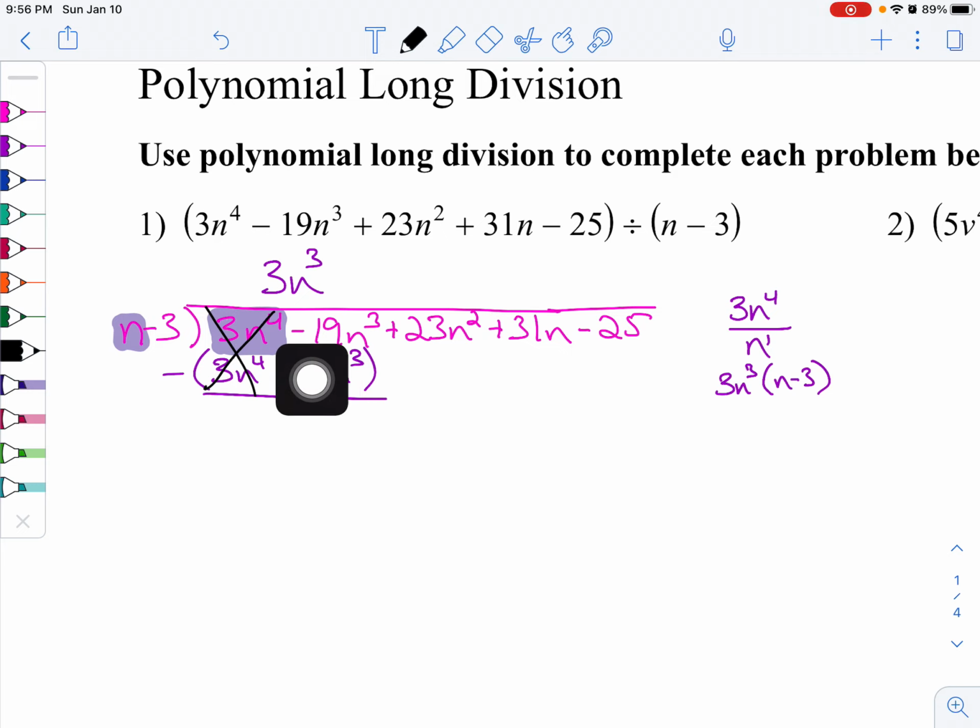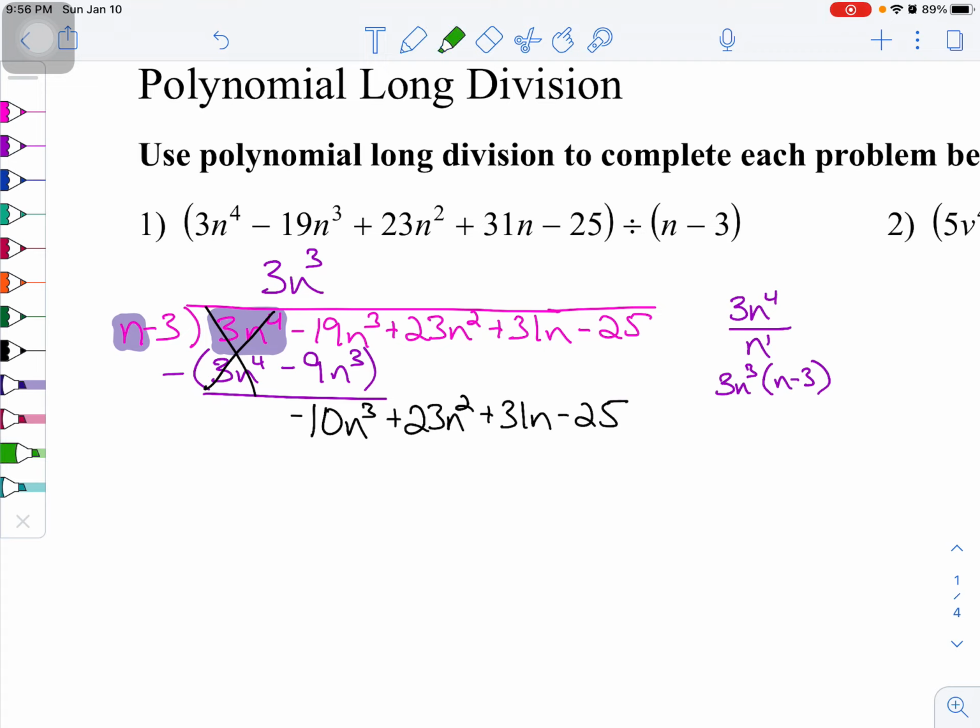Now, remember what I said, it's subtraction here. So negative 19 minus negative 9, that's really negative 19 plus 9. So it's going to turn into negative 10n cubed. I'm going to go ahead and bring down the other terms here. Okay. And I'm going to start over.